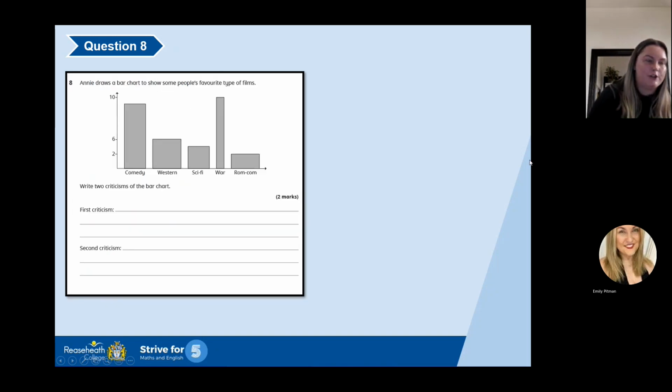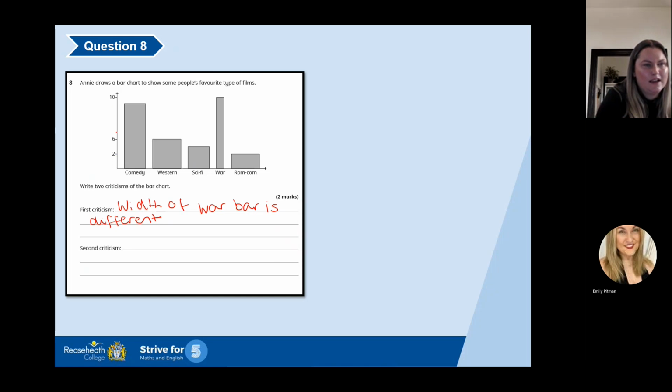Okay, next question. So Annie draws a bar chart to show some people's favourite types of films. Okay, write the 2 criticisms of the bar chart. So first thing that points out to me is the width of the bars. So the width of one bar is completely different to the rest of them. So I'm going to write that down. Width of one bar is different.